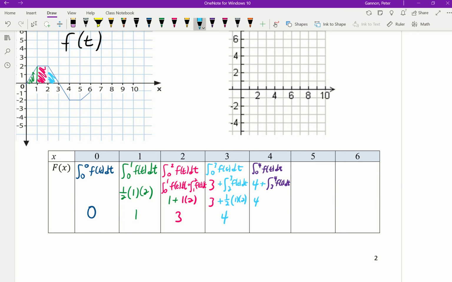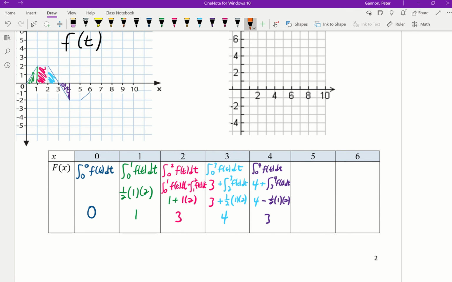So now when we find that integral from 3 to 4, we're looking at this triangle right here. A couple things come into play. One, it's below the x-axis, so we have to know it's negative. So I'm going to end up subtracting whatever that area is. It's a triangle, so we have half of the base, which is 1, and the height, which is 2. So 4 minus 1 in that case is 3. So we get a value of 3 again.